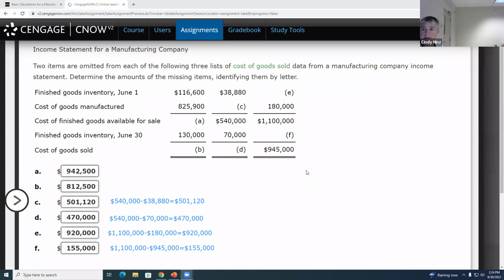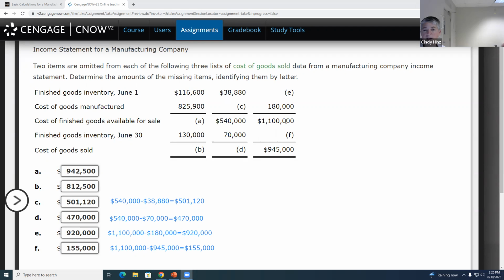So let's just look at those last 2 columns. So for letter C, if we had $540,000 worth of stuff available throughout the month, and we started with $38,880, we must have produced $501,120 during the month. So I just subtracted. I'm showing all the calculations here. For the second part of that, we had $540,000 available, and we ended with $70,000. We must have sold $470,000.